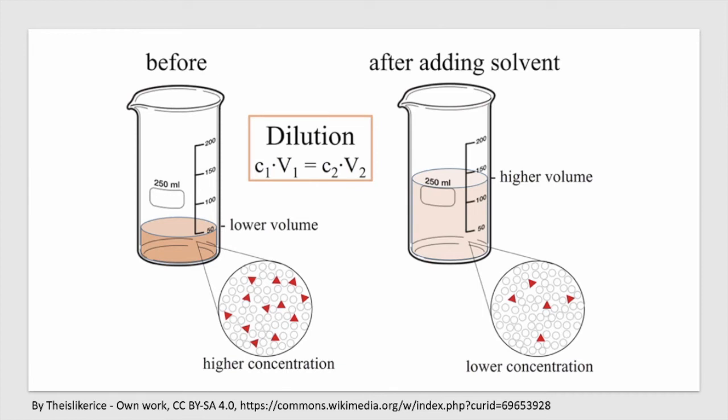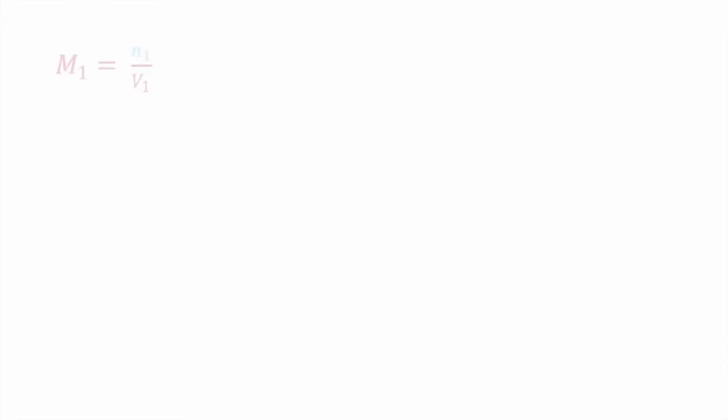We can derive a useful equation that'll help us with dilutions. We start with the initial concentration, the initial molarity. We'll call that M1, and that's going to equal N1 over V1, the number of moles over the initial volume. We can rearrange this to M1V1 equals N1.